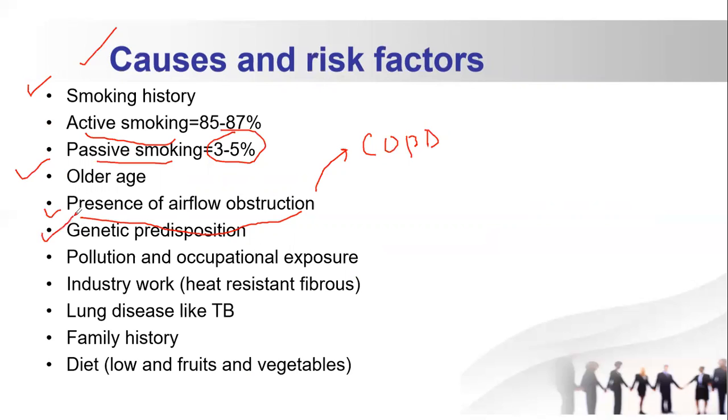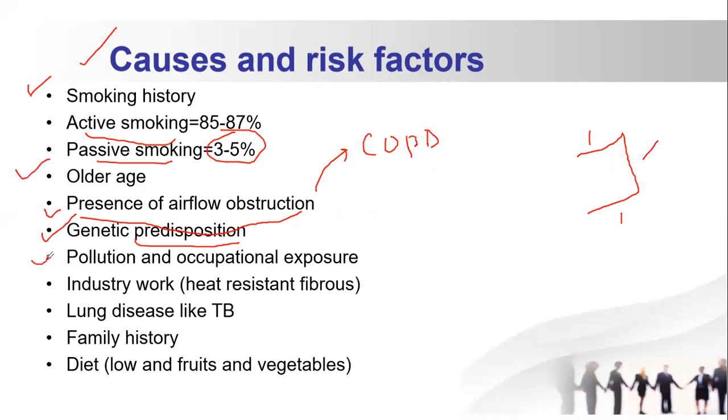Then the genetic predisposition, as I already mentioned at the start of the lecture, there are types of genes that control the cell cycle. There is the proto-oncogene, the tumor suppressor gene, and the DNA repair gene. So genetic predisposition is also one of the factors.